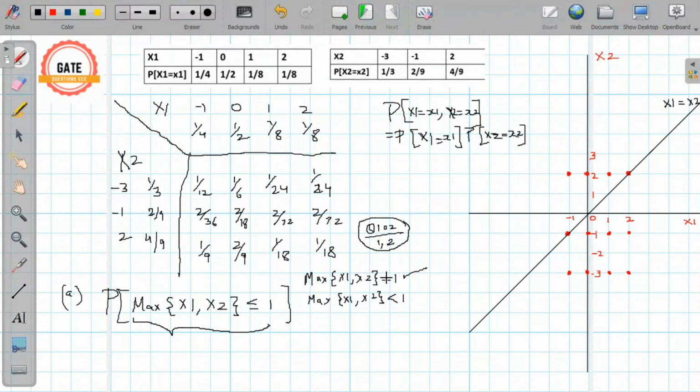So I will draw the boundary that is satisfying this equation in the x1 x2 plane. This corner point is 1 comma 1. So this inverted L shaped boundary that I have drawn is the boundary which satisfies the equation maximum of x1 comma x2 is equal to 1. Anywhere on this boundary, you can take any point on these two lines and check that maximum of x1 comma x2 will be equal to 1.